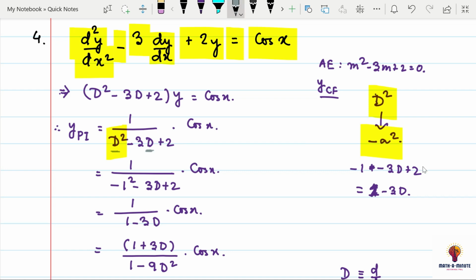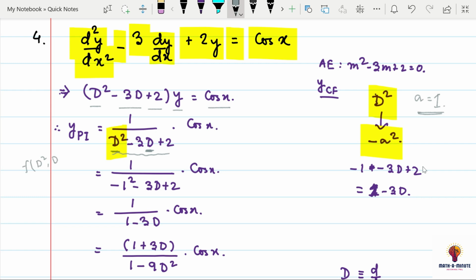So here we can write the given differential equation in the form of D square minus 3D plus 2 into y equals cos x. So it's very clear the value of a is equal to 1 here. Therefore for this particular problem, the YPI will be 1 by D square minus 3D plus 2 into cos x. Because it's not only a function of D square, it's basically a function of D square and D.